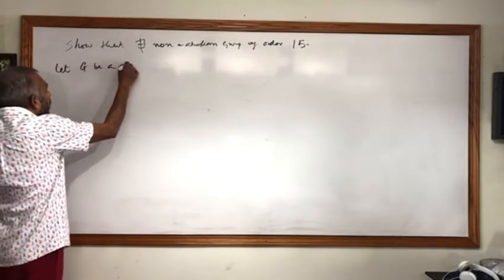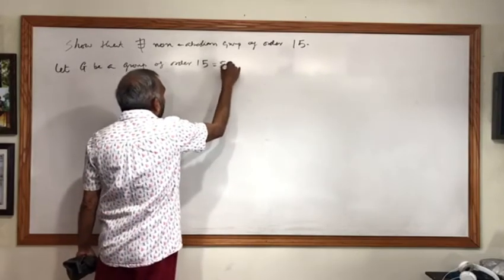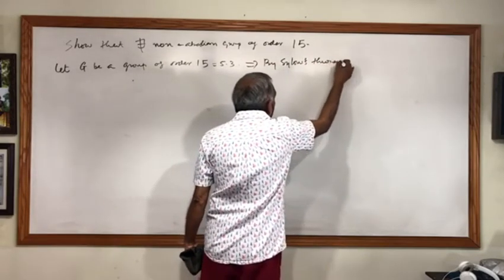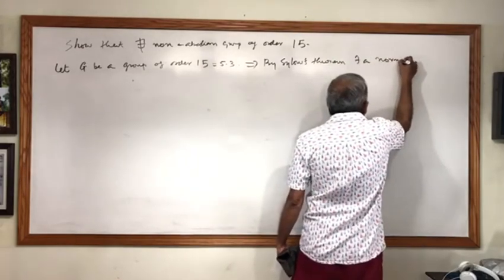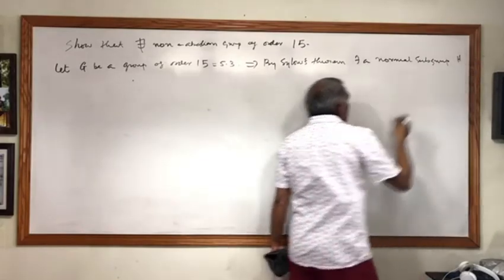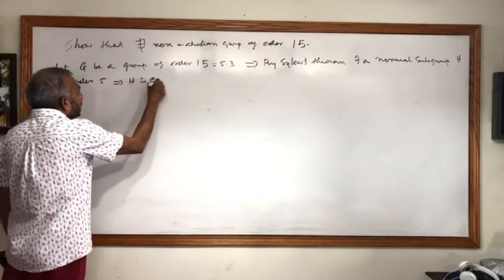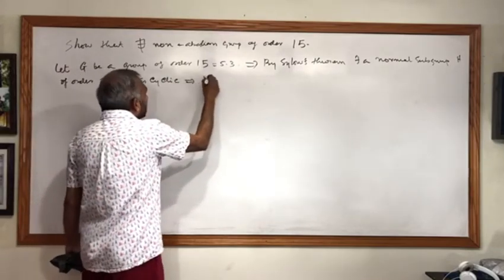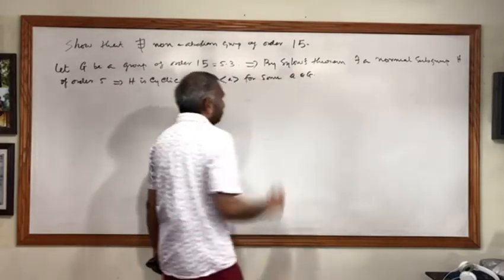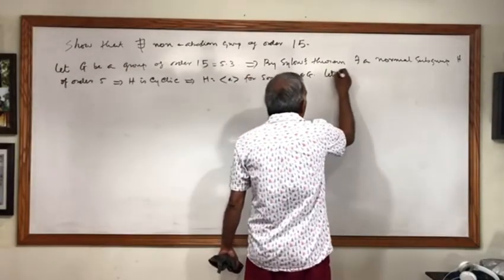So let G be a group of order 15, and that is equal to 5 times 3, and that implies by Sylow's theorem there exists a normal subgroup H of order 5, and that implies H is cyclic, and that implies H is equal to the subgroup generated by A for some A in G. So let B belong to G minus H.